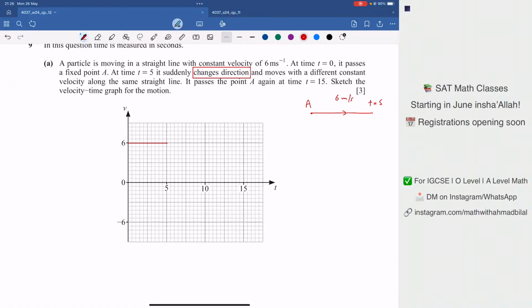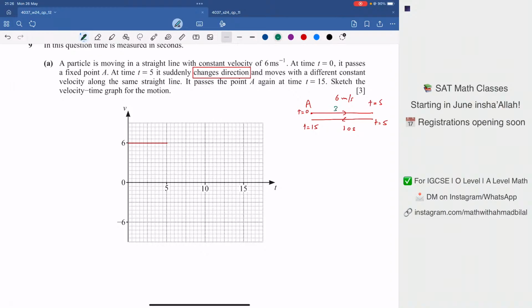So now it changes direction at time equals 5. It reverses direction and it's now moving towards the left. This was t equals 5. It reaches back the point at the point A at t equals 15. It started from 0 and it's reaching back again at the same point at t equals 15. How much time is it taking from t equals 5 to t equals 15? That's 10 seconds.